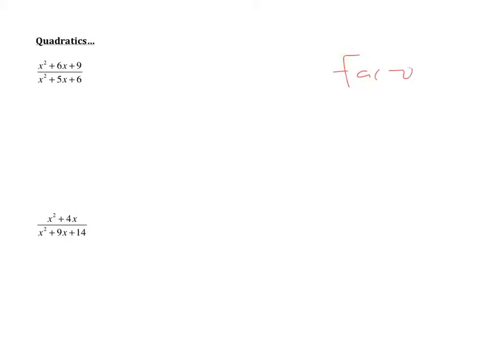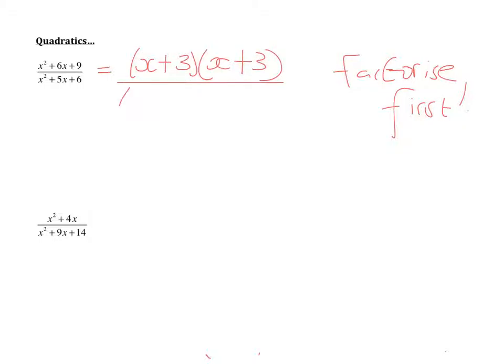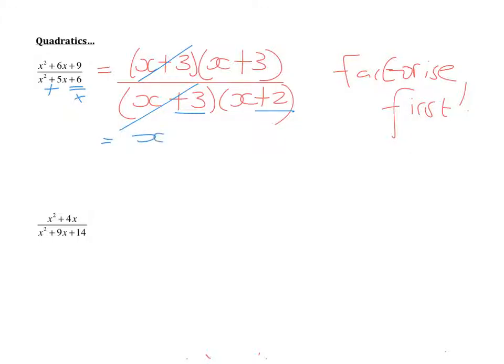You need to factorise first. So if we factorise the numerator, we have x plus 3, x plus 3, and if we factorise the denominator, we have x plus 3, x plus 2. Remember, we need to find two numbers that multiply together to give us this number here, and add together to give us this number here. We can then cancel out a common factor of x plus 3, leaving us with x plus 3 in the numerator, x plus 2 in the denominator as our final answer.